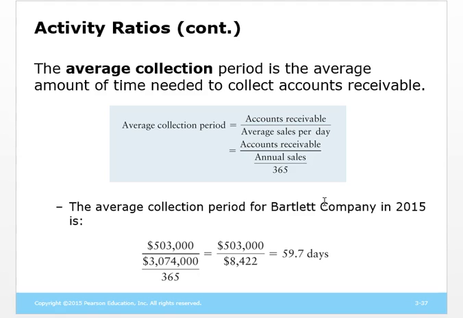So first let's pull up the accounts receivable for McDonald's. 734 million. These are in the millions, by the way. And we're going to divide by average sales per day. So to calculate average sales per day, we take the annual sales, 22,151,000,000, and divide by 365. And this will give us our average collection period.